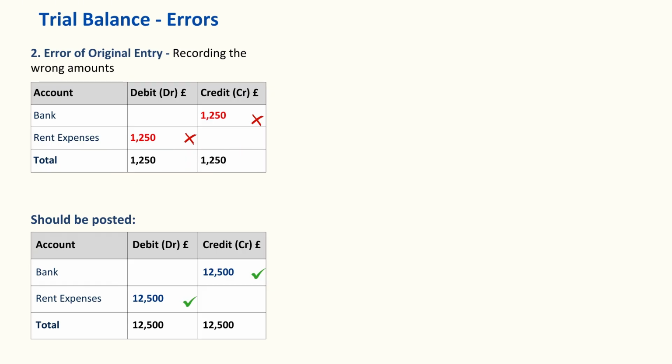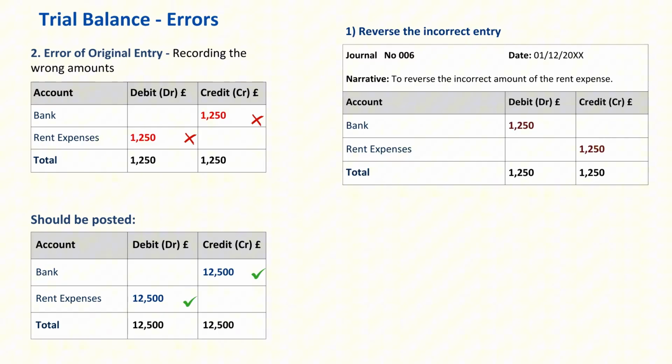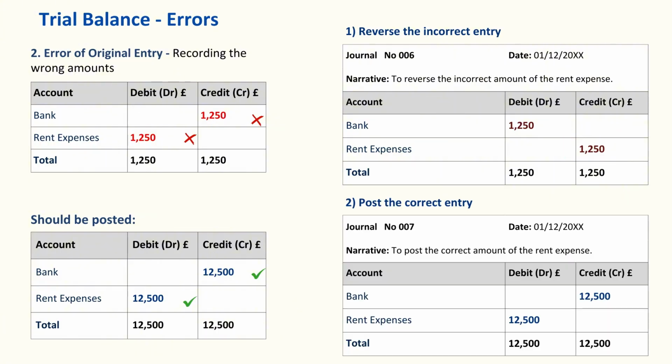Corrections follow a very logical process. Step 1. Reverse the incorrect entry. We post the opposite. Debit bank £1,250 and credit rent expenses £1,250.